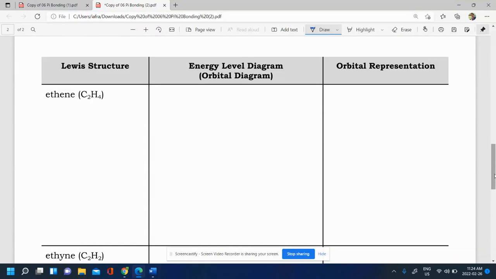In this video, we're going to focus on drawing the hybridization with a double bond. So we'll do the example of ethene. We've seen it already. We've described it conceptually, but now let's go ahead and represent it using energy level diagrams. So first, we're going to draw ethene's Lewis structure.